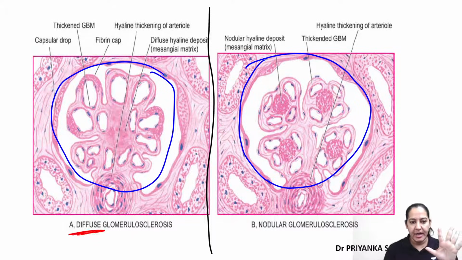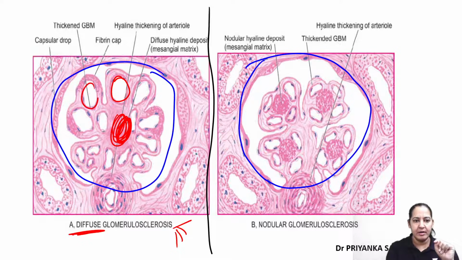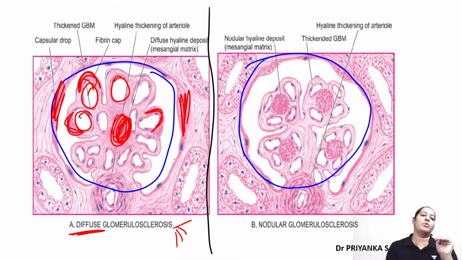Here in diffuse, it is deposited at 4 places. Let me show you. Number 1, mesangium. Number 2, basement membrane, glomerular basement membrane. Number 3, the wall of the capillary cap. And number 4, Bowman's capsule. So that's why it is known as diffuse.